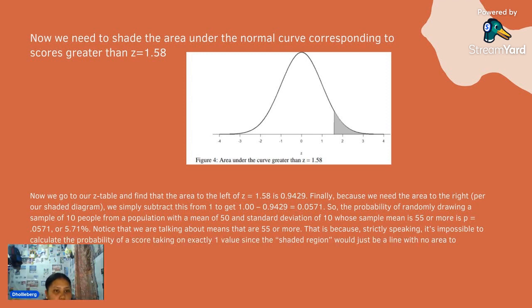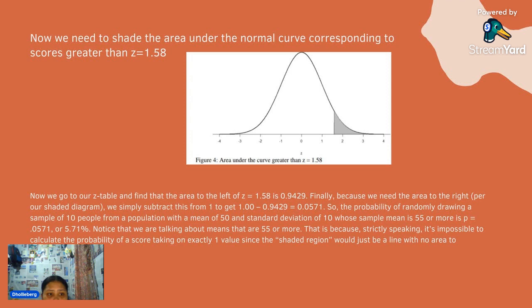Now, we need to shade the area under the normal curve corresponding to scores greater than z equals 1.58. So, the result earlier is 1.58. All you have to do is draw a line that corresponds to 1.58 inside the bell curve. We can see our bell curve, right? It looks like a mountain. It is called a bell curve. Based on the stem and leaf table, it was mentioned by the second reporter before.